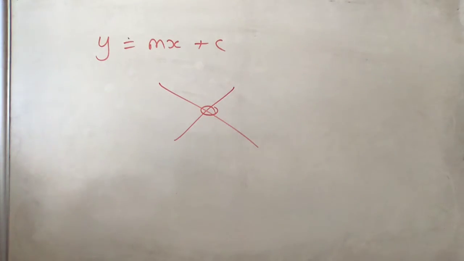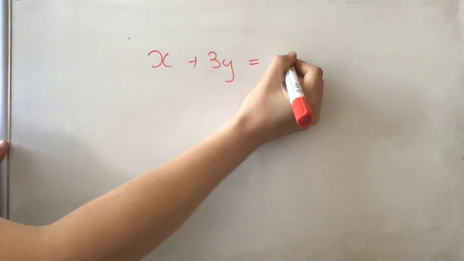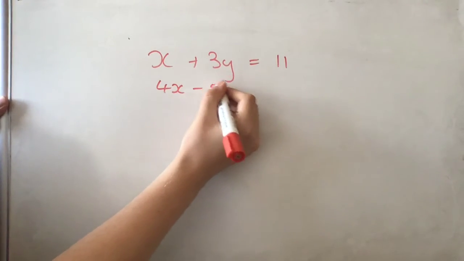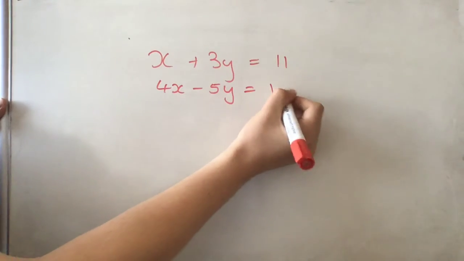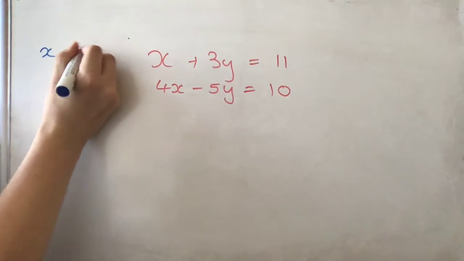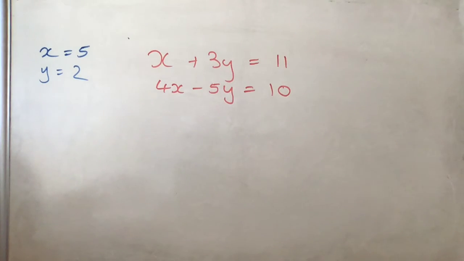So for example, let's say we had the equations x plus 3y equals 11 and 4x minus 5y equals 10. Okay, so here we have two linear equations. Now we know that the solution to this pair of equations is going to be x equals 5 and y equals 2, because at this point both equations are true at the same time.